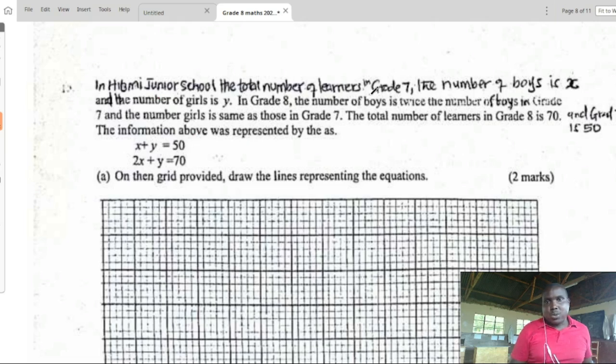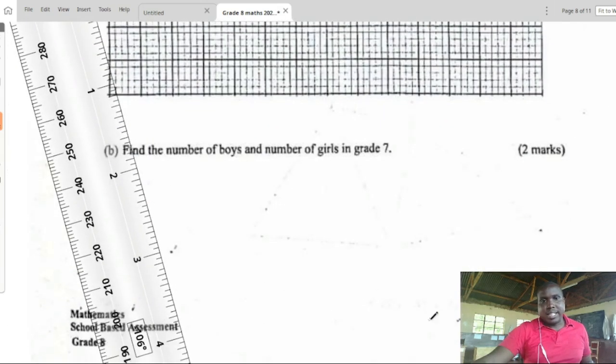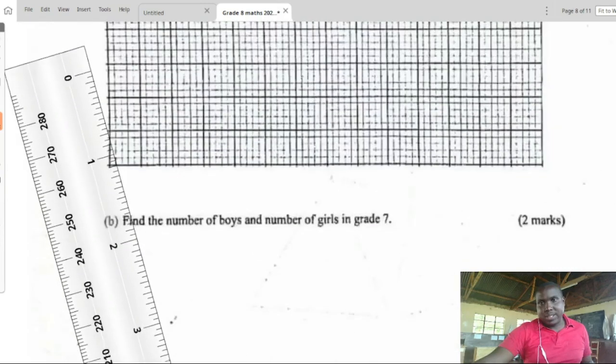In junior school, the total number of grade 7, the number of boys is x, and the number of girls is y. In grade 8, twice the number of boys. So the information here has been represented in this equation. Use this one, draw the lines and the equation on the grid provided. Then find the number of boys and number of girls in grade 7. You see now?